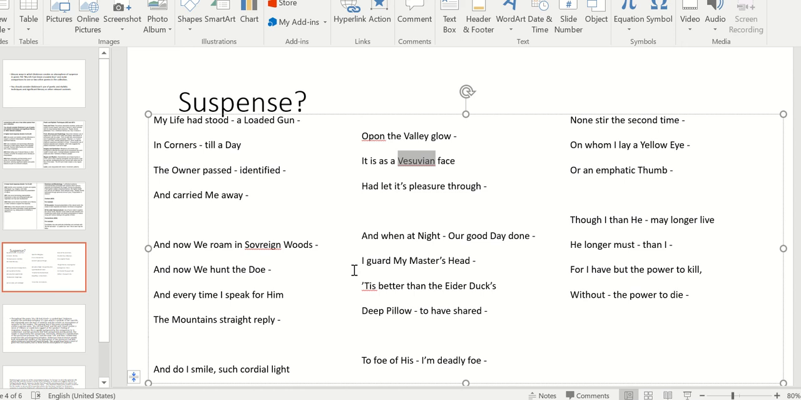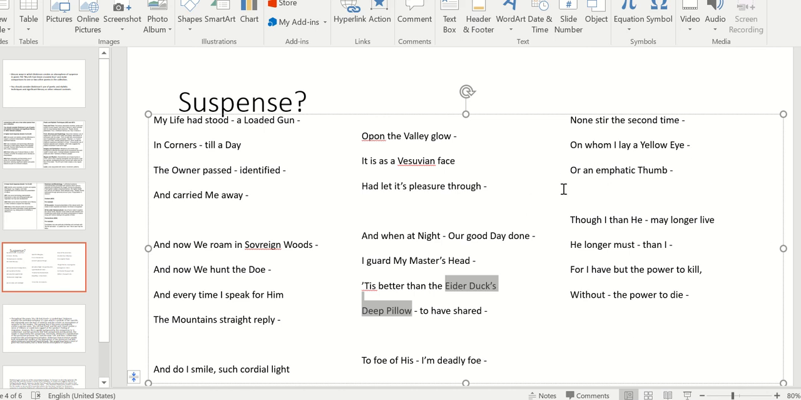"And when at night our good day done, I guard my master's head, 'tis better than the eider duck's deep pillow to have shared." Lots of strange comments about the eider duck. Remember, that's just a feather pillow, mate. All right? Don't overcomplicate things. "To foe of his I'm deadly foe, none stir the second time, on whom I lay a yellow eye or an emphatic thumb." So talk about tone here. What's the tone like? If you had to put an adjective to describe the voice of the poem in this fifth stanza, what would you say? Does that contribute to suspense?